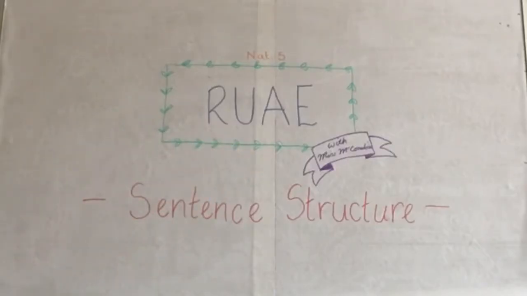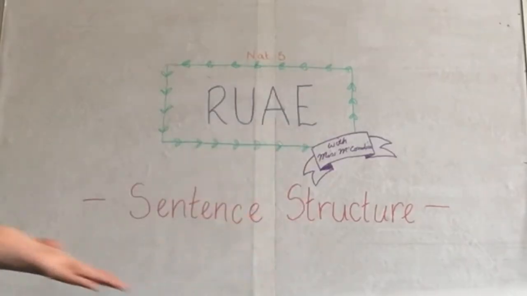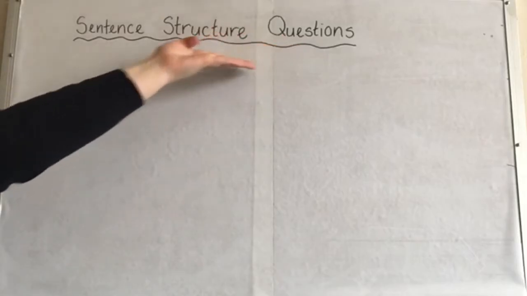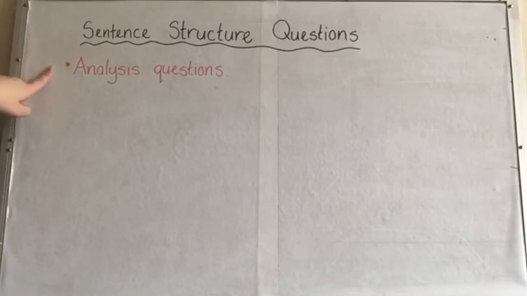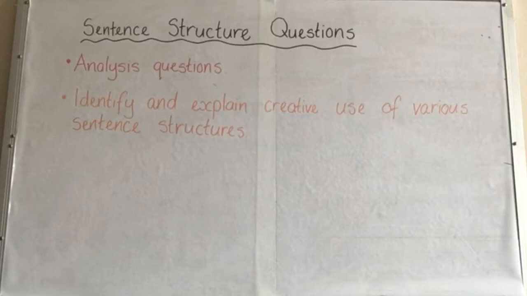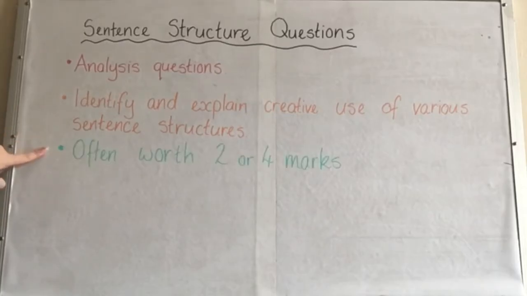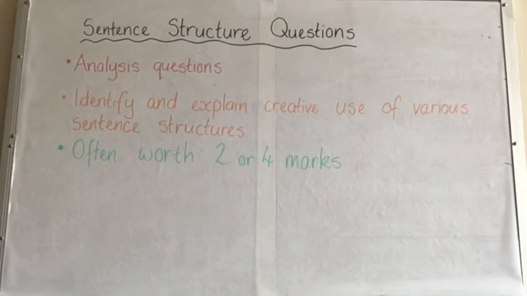So welcome back to our series on National 5 RUAE. This week we're continuing on with sentence structure questions. Let's get into it. So what do we need to know about sentence structure questions this week? Well, just like word choice questions, these are analysis questions. They're essentially asking you to explain and identify creative use of different sentence structures. So instead of using a basic or boring sentence, what has the author done to make their sentence more engaging? They're often worth 2 marks or 4 marks, depending on how many things they're getting you to look for.